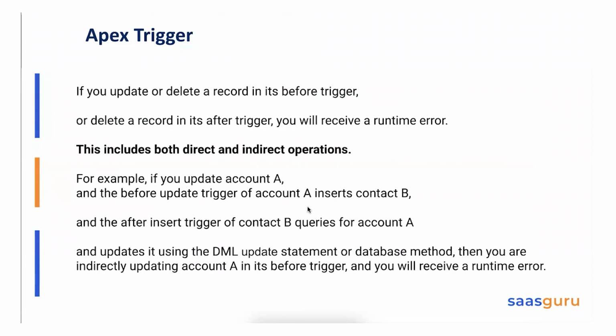Some key points on what we can do if you update or delete a record. If you are using the before trigger and you try to delete, you will receive a runtime error. Meaning I am using trigger.new and I am using delete, and an error will be thrown there. So if you have to delete something, then the suggestion is to go with the after insert. Don't delete something in the before insert.